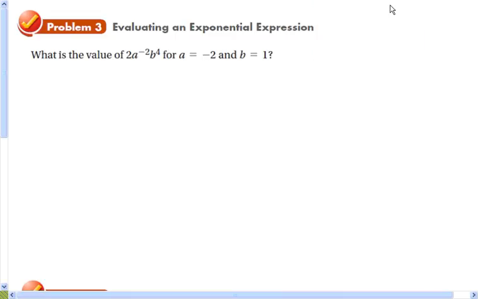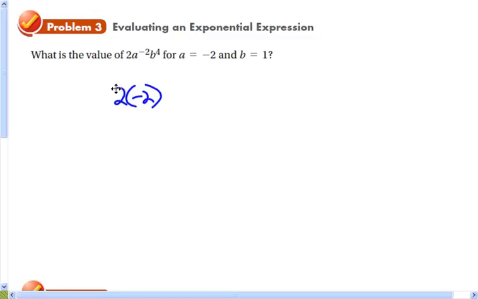All right, so here's part 2 of lesson 7.1, evaluating an exponential expression. What is the value of 2a to the negative second times b to the fourth, where a equals negative 2 and b equals 1? All right, so we need to do 2. We'll just substitute in for a negative 2.